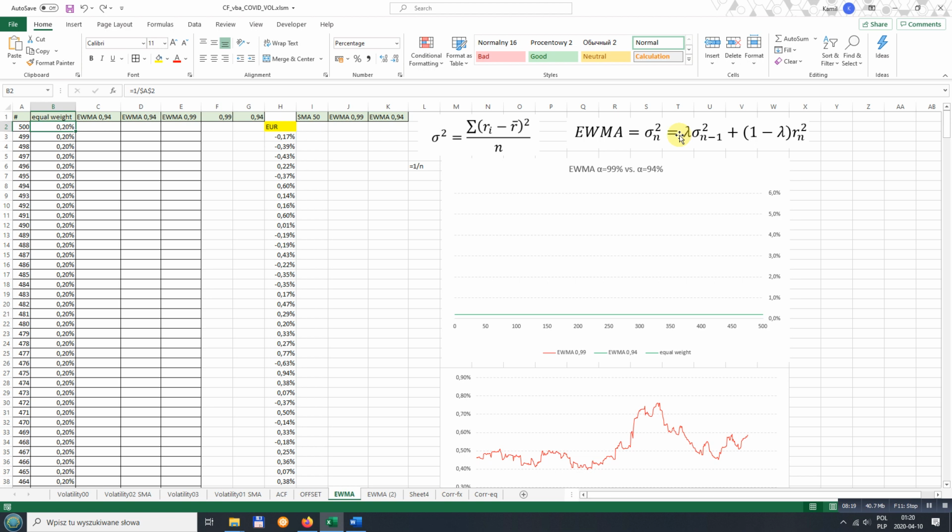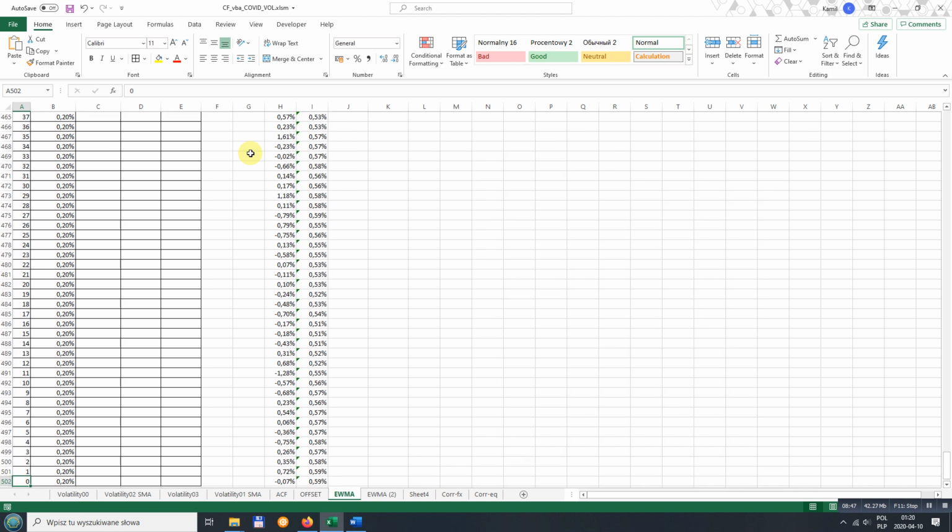So first, let's take a look at how weights would look for some desired lambda parameter. I'll show you two examples, the first with 0.94 and the second with 0.99. If I have 500 observations in order, where 0 is the current value, so the most recent that I have, while 500 is the last observation I have.